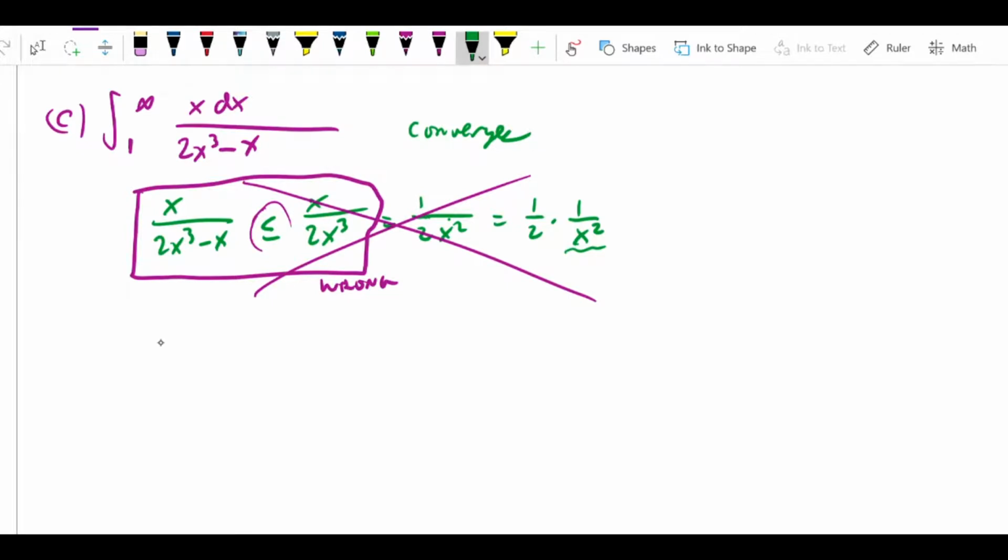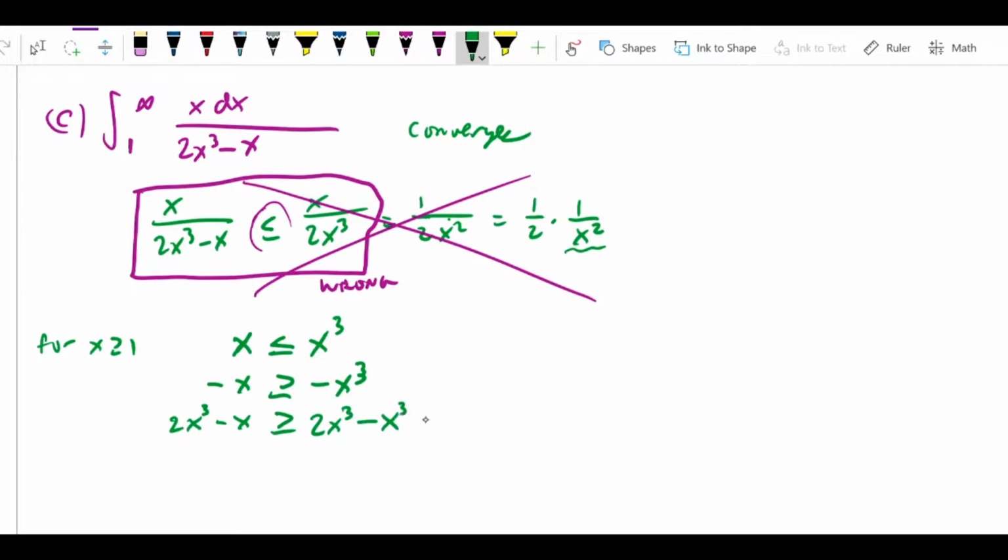What you want to do is start by reasoning for an interval for x greater than or equal to 1, which is the interval we care about because that's the interval of integration. So on that interval it's certainly the case that x is less than or equal to x cubed. Everyone agree with that? So then it's also got to be the case that negative x is greater than or equal to negative x cubed. And if I add 2x cubed to both sides, I get 2x cubed minus x is still greater than or equal to 2x cubed minus x cubed, which by the way is equal to regular x cubed.